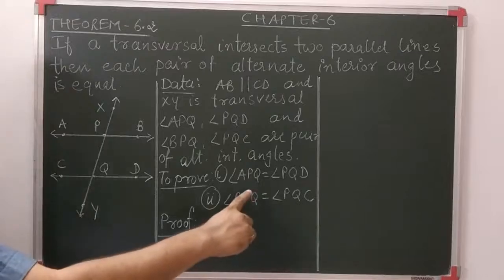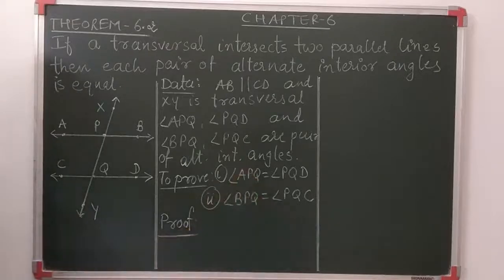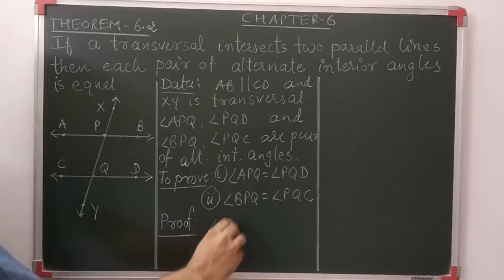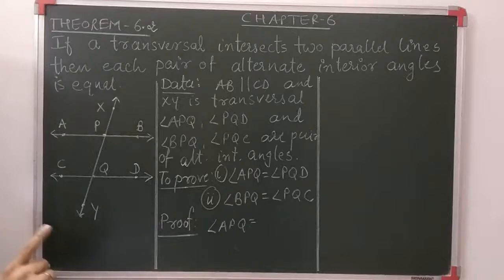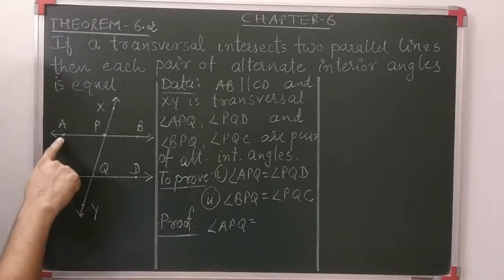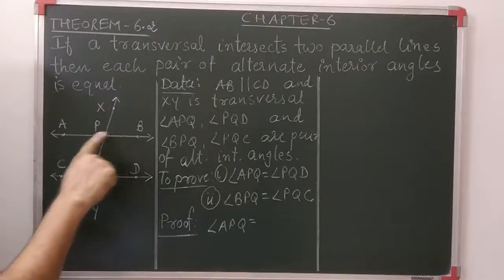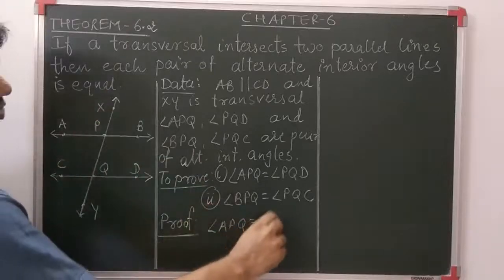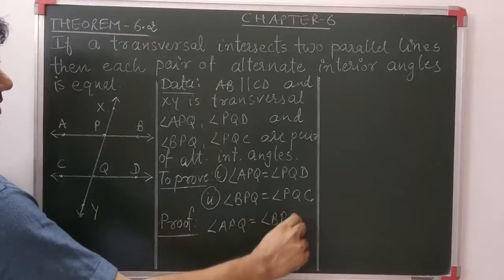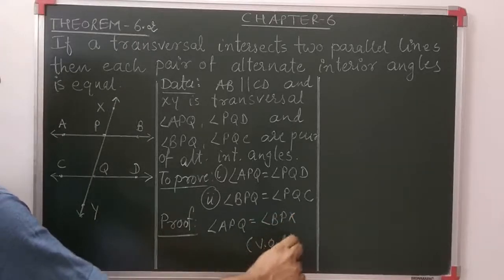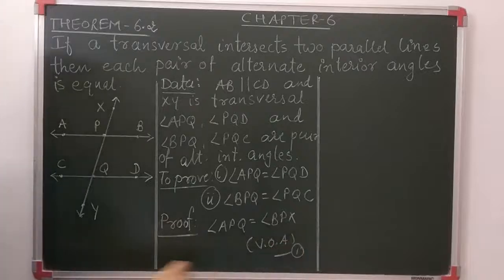So let's take angle APQ. What we have to do is show the vertically opposite angle of that. Which is the vertically opposite of APQ? Yes, that is BPX. These both are equal. What is the reason? They are vertically opposite angles.